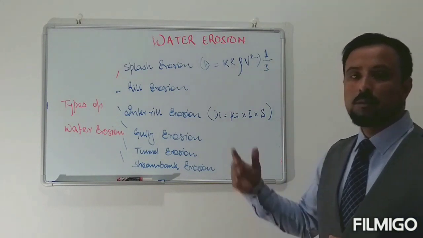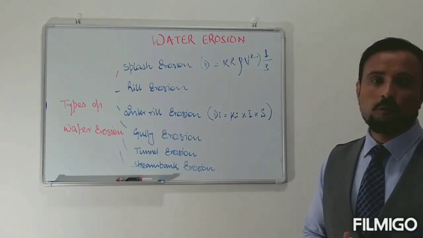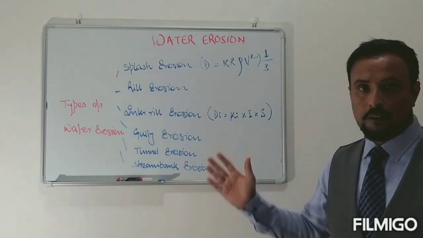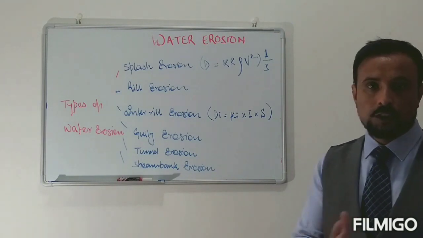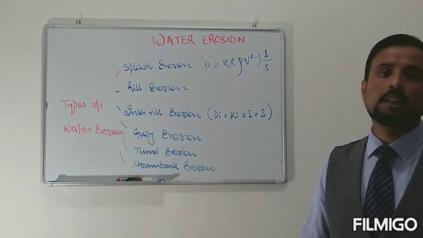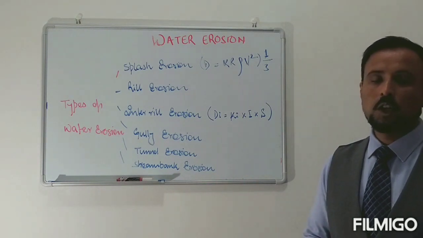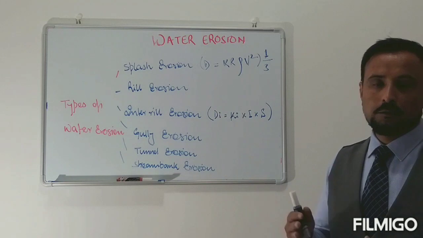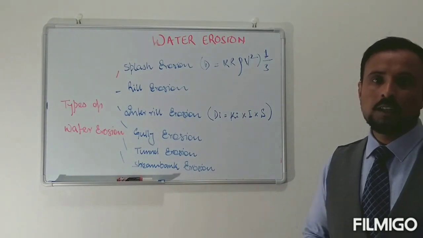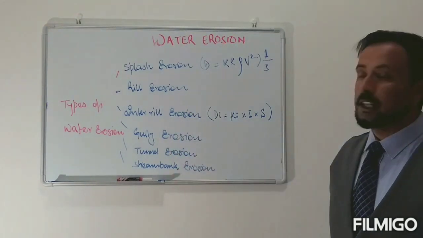So these categories of water erosion are mostly based upon the flow of water. If water flows heavily, or shallow flow is there, or a heavy movement of water, heavy runoff, or shallow runoff is there, these kinds of erosion depend on these factors. Say, for example, the splash erosion.